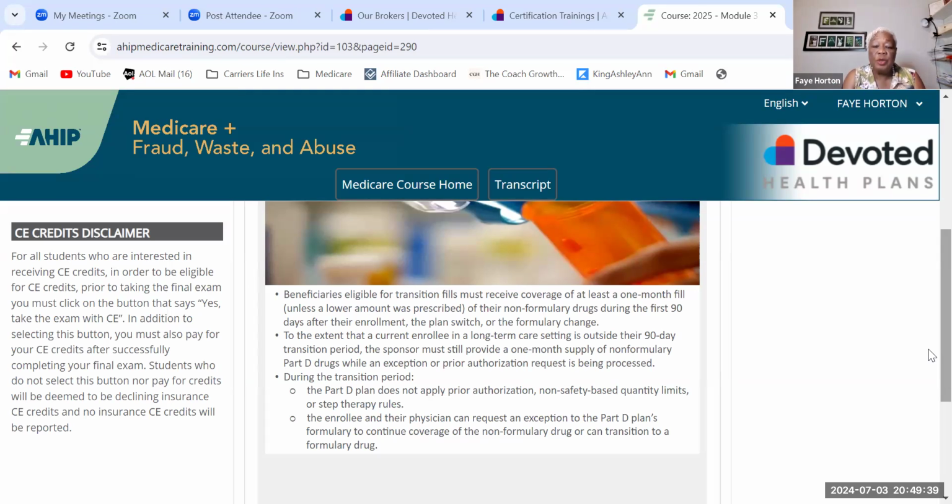During the transition period, the Part D plan does not apply prior authorization, non-safety-based quantity limits, or step therapy rules. The enrollee and their physician can request an exception to the Part D plan's formulary to continue coverage of the non-formulary drug, or can transition to a formulary drug.